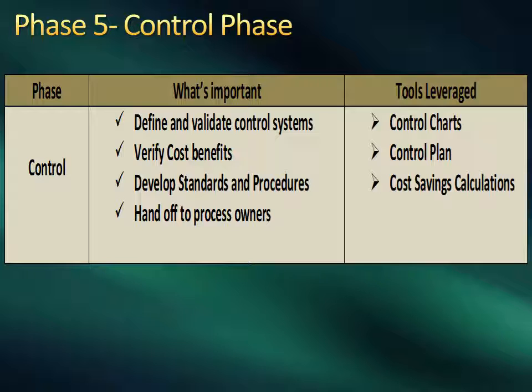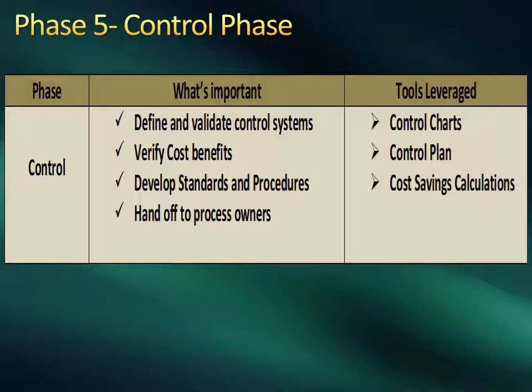Okay, so phase 5, the last phase, the control phase. So you've done all your measurements, you've analyzed the data, you've implemented the new process. Now you need to control those new processes, right? You can't just walk away. So what's important as part of this phase? You need to define and validate the control systems, verify the cost benefits, develop standards and procedures, and then once this is all done, you hand it off to the process owners.